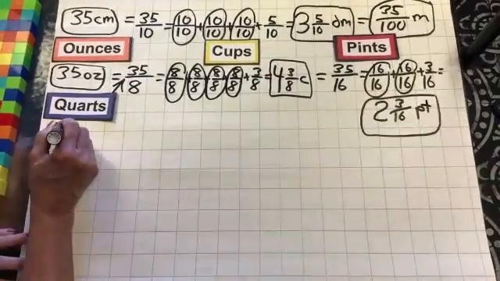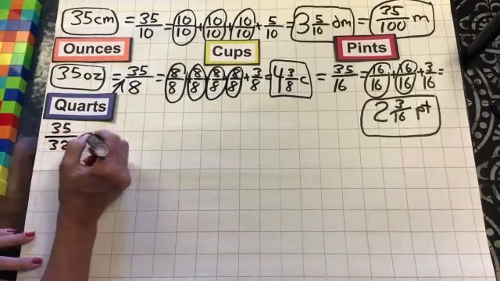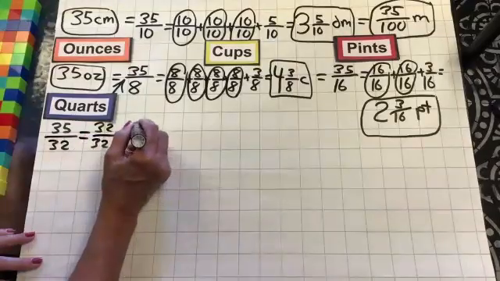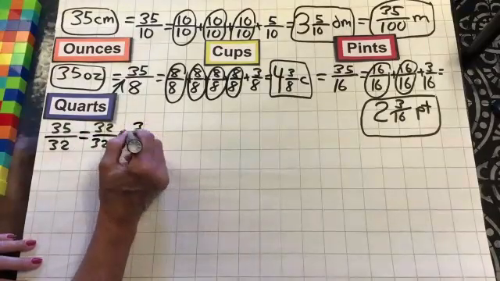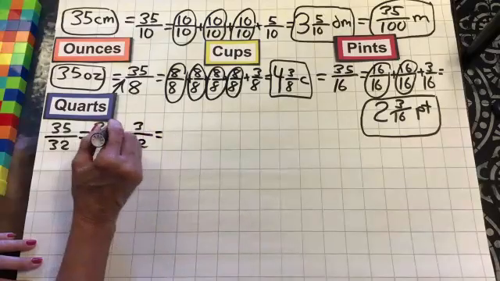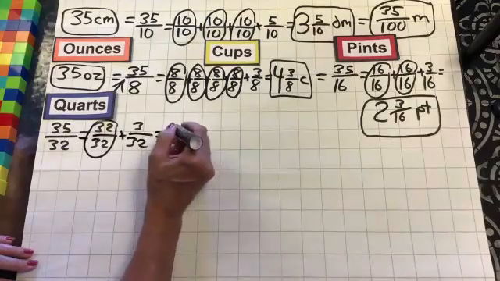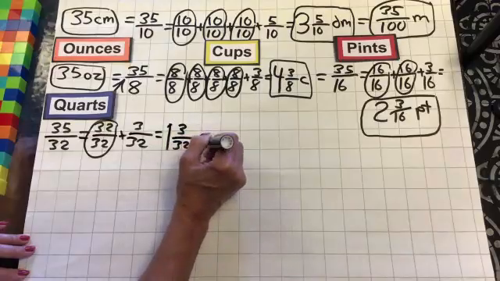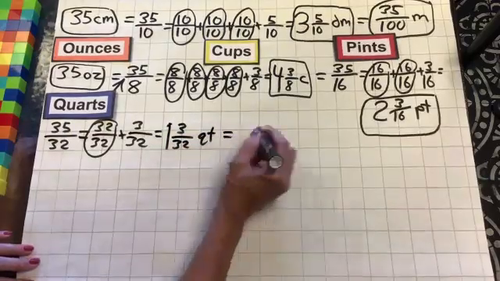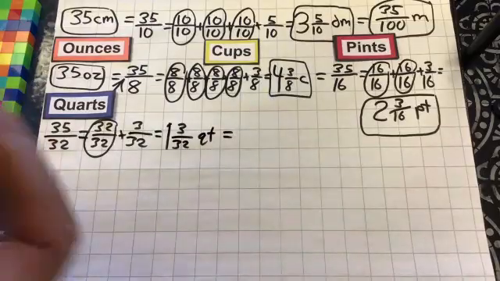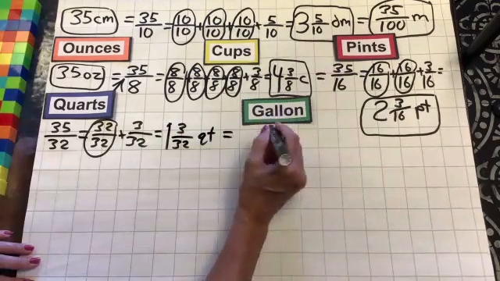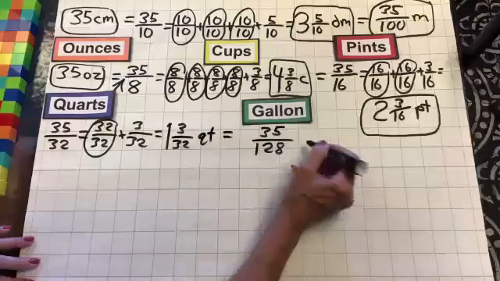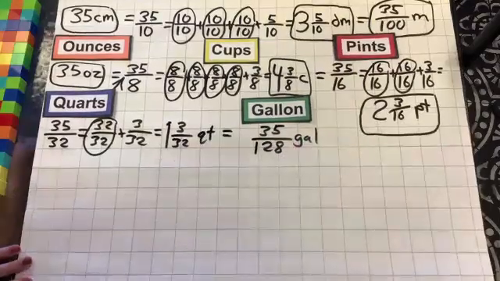So now we have 35 over 32. So we know it takes 32 ounces to make a quart. And this is what we've got here. We've got 1 whole and 3 left over the 32. So we have 1 and 3/32 of a quart. Boom. Now let's go to gallons. And I'll get my gallon. Boop, gallon. And we just have a fraction of 35 over 128, because it takes 128 ounces to make a gallon. So we just have a partial gallon and we're done.